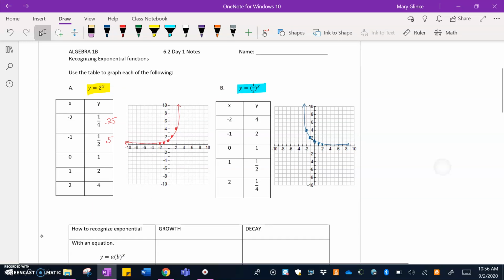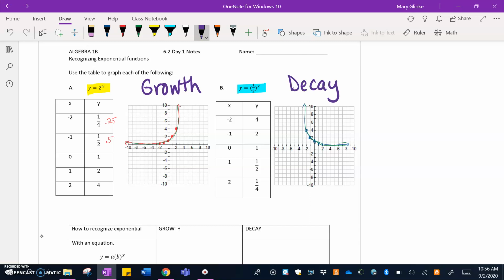Now looking at all of this, one of these represents exponential growth, one of these represents exponential decay. So the one on the left, you notice how from left to right, if you were to trace your graph, if you start on the left and go to the right, your graph is going up forever. This is an exponential growth function. The graph on the right, if you start on the left of your graph and trace to the right, your graph is decreasing forever. That is going to be exponential decay.